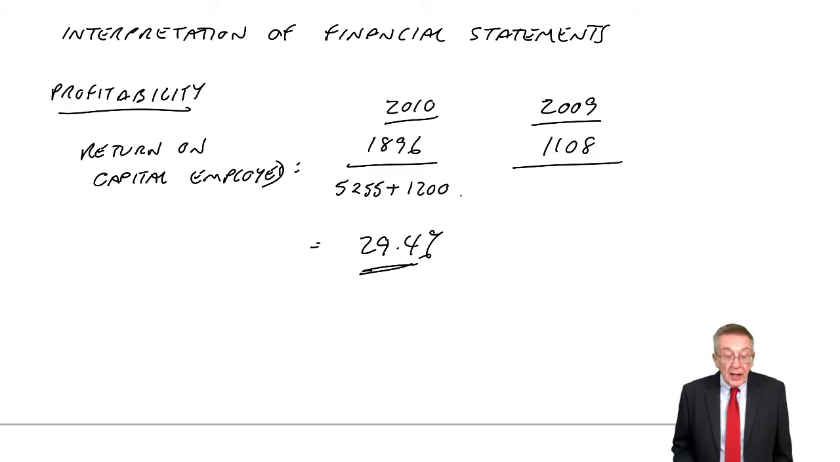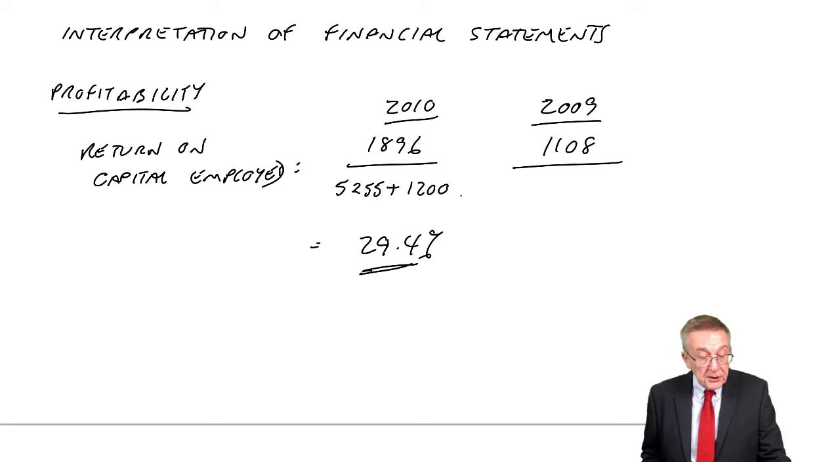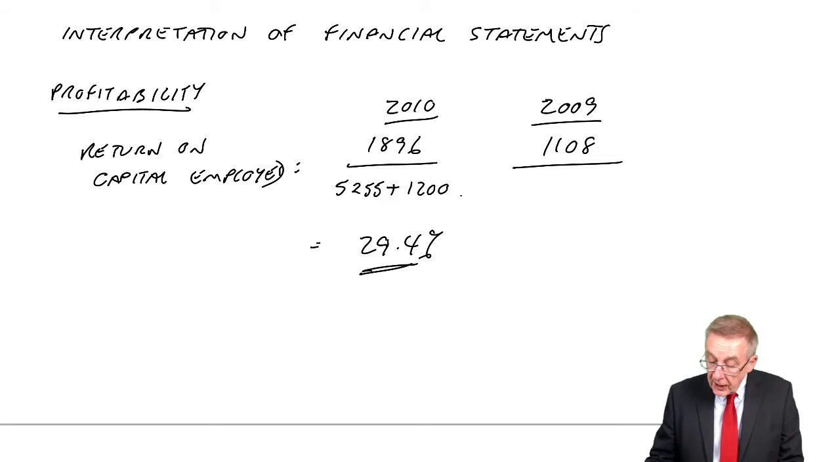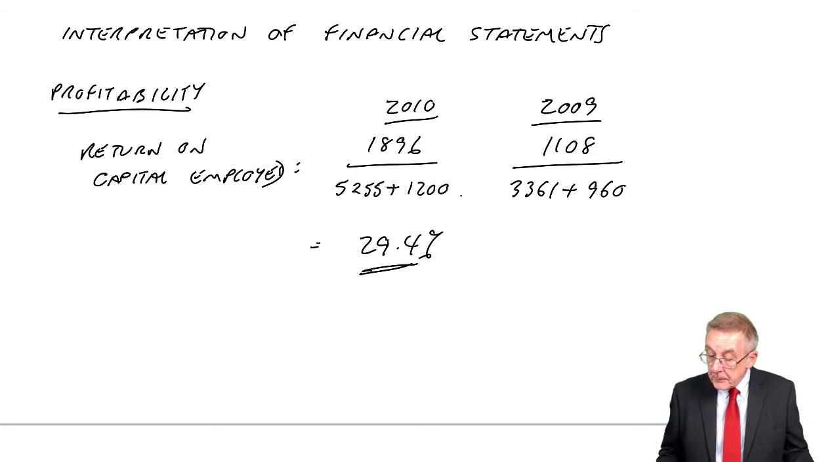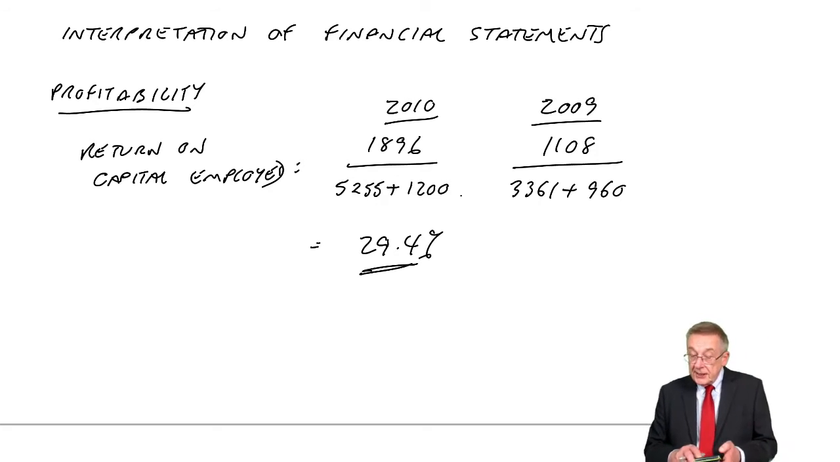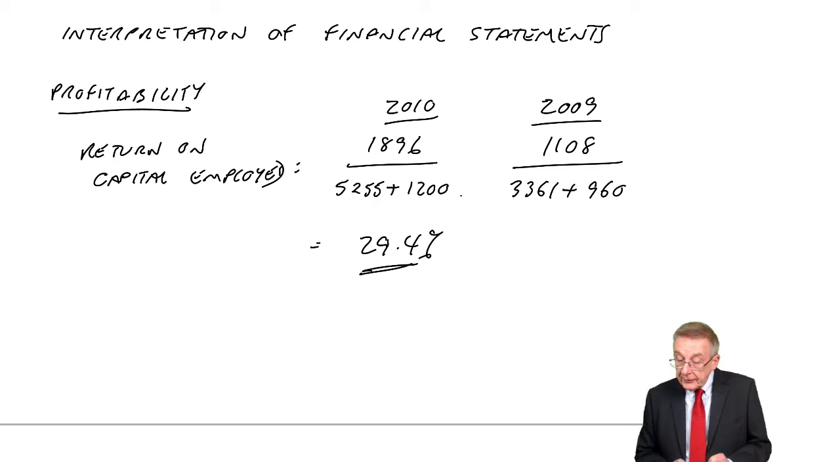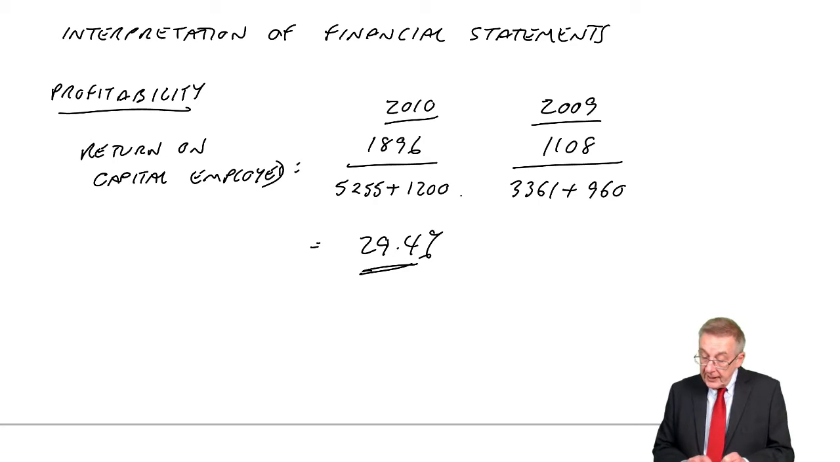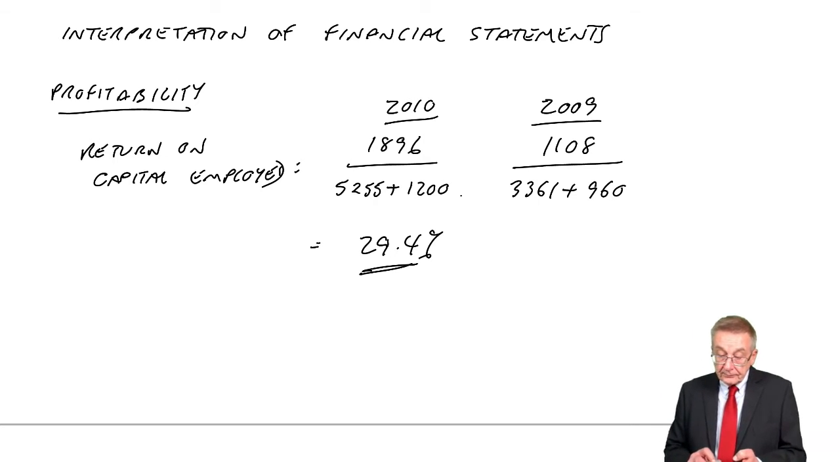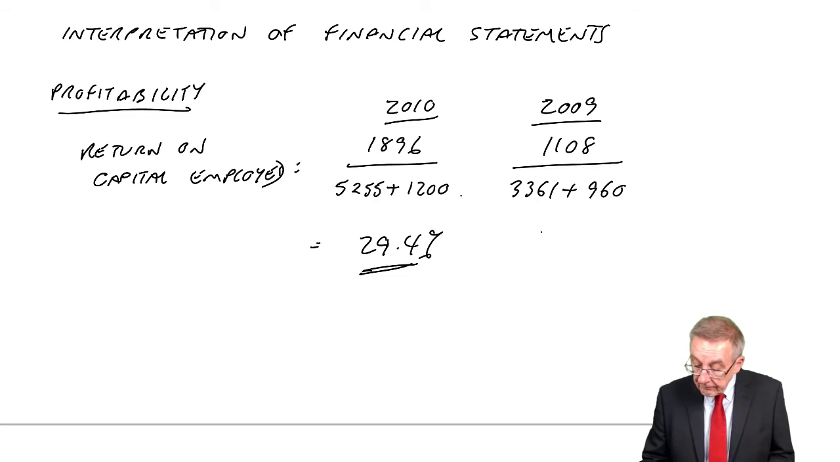But the company was smaller. The total long-term borrowing from shareholders was 3361. From non-current liabilities was 960. And so in percentage terms, how are we doing? 1108 divided by a total of 4321. 25.6%.